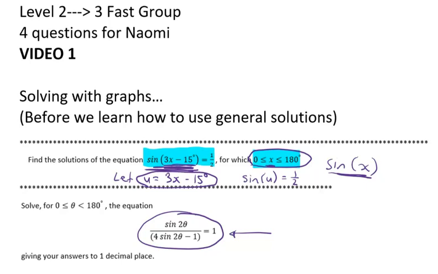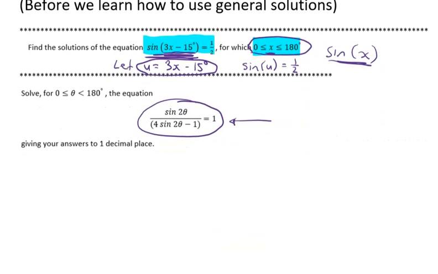Okay, so let's look at question 1. Well, I've already said let u equal 3x minus 15 degrees, but we'll do it again. So that gives me sine of u is equal to 1/2. Now I'm going to put a degrees sign in there as well. The default setting is to use radians, so if I'm using degrees I really should say that.